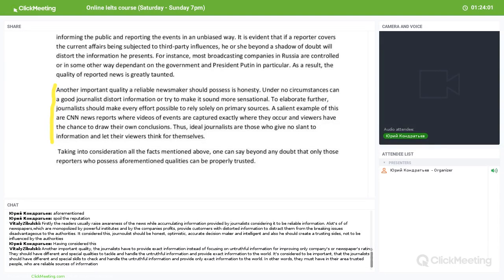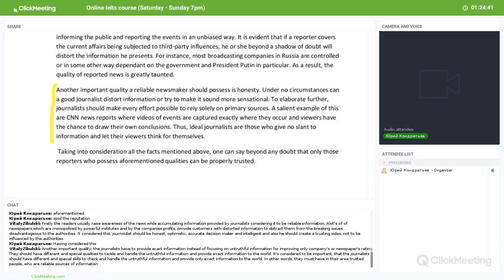Okay, very nice. In the beginning, it's correct grammatically, but it's better: another important quality is that journalists have to, not the journalists, but journalists in general. Then, it's considered in an academic essay, even if you take general IELTS, you should say it is considered, so there should be no contractions. It is considered to be important. Before that, there is no comma. It is considered to be important that journalists, without the, should have different and special skills to check and handle the untruthful information and provide.